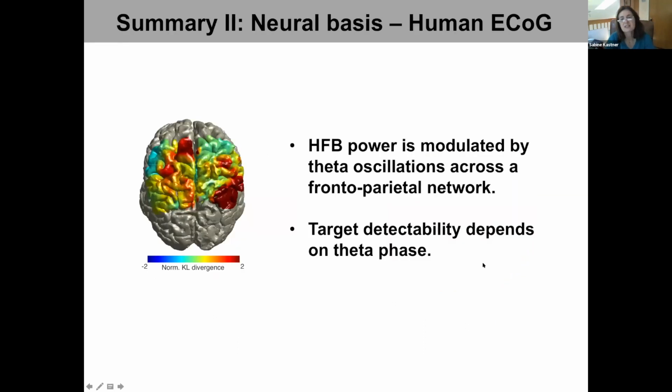Now, let me summarize this part of my talk by telling you that high-frequency broadband power was modulated by theta oscillations across the fronto-parietal network, and that target detectability depends on theta effects. So here, I think it's one of the rare examples where we can use intracranial physiology to link oscillatory signals in the brain to performance.